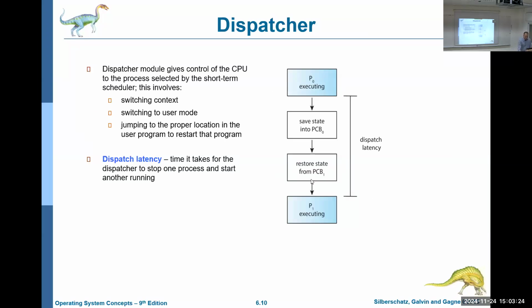So notice here, executing P0, that's process 0. And here executing P1. Why don't we go straight from P0 to P1? Well, there's some things we have to do in the middle, and that's called dispatch latency, which is the time it takes to stop one process essentially and start the other.